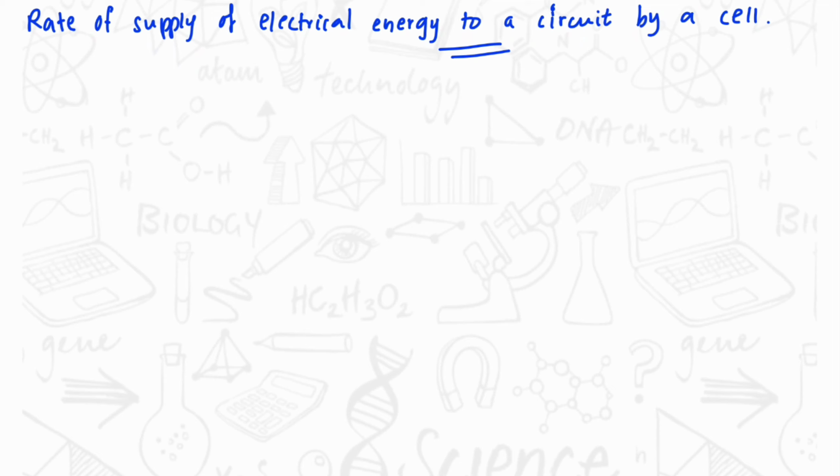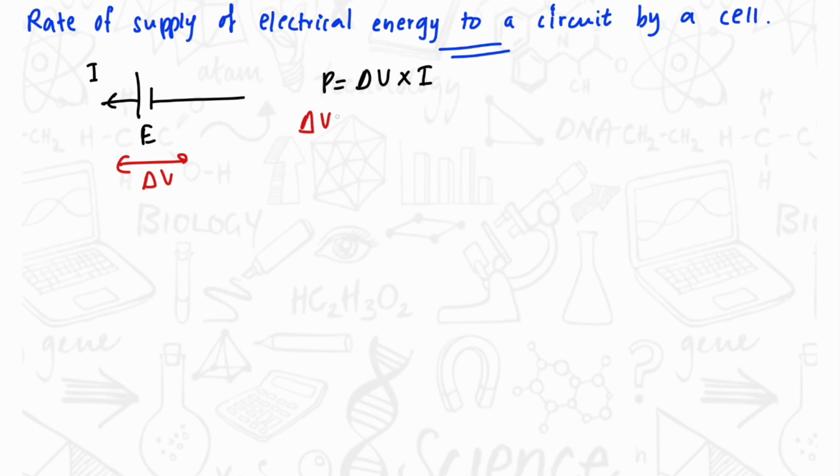a cell. Let's say we have a cell. The electromotive force is E. The current flowing across it is I. So by the equation P equals delta V times I, here the voltage difference across this cell will be equal to E, that is the electromotive force of the cell. Therefore, P is equal to E times I. So for a battery, in order to find the rate of supply of electrical energy, we use the equation P equals E times I.